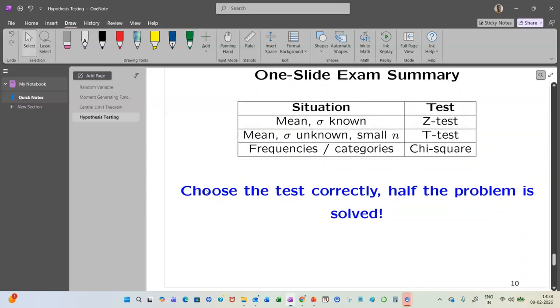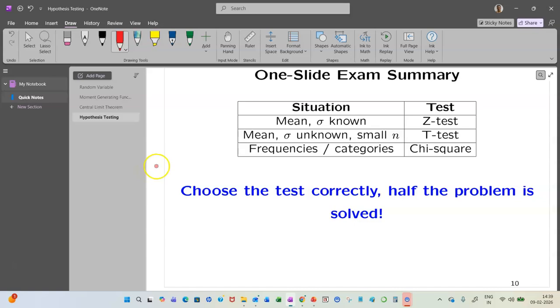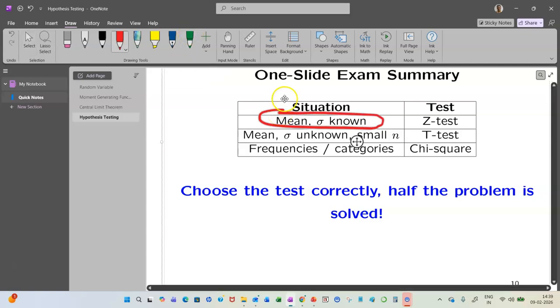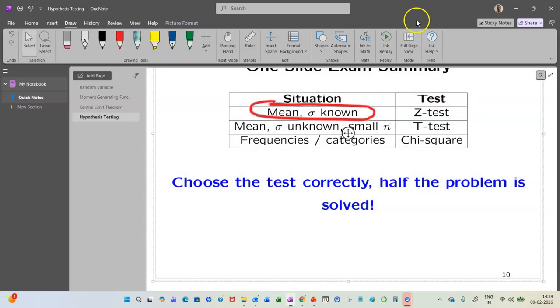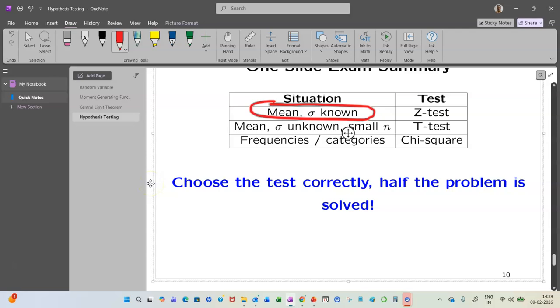One slide exam summary. Situation: mean and sigma are both known. We use z-test. We use z-test when we have both mu and sigma known. Suppose mean is known but sigma unknown and n is small, we use t-test. And in case of frequencies or categories, we use chi-square.